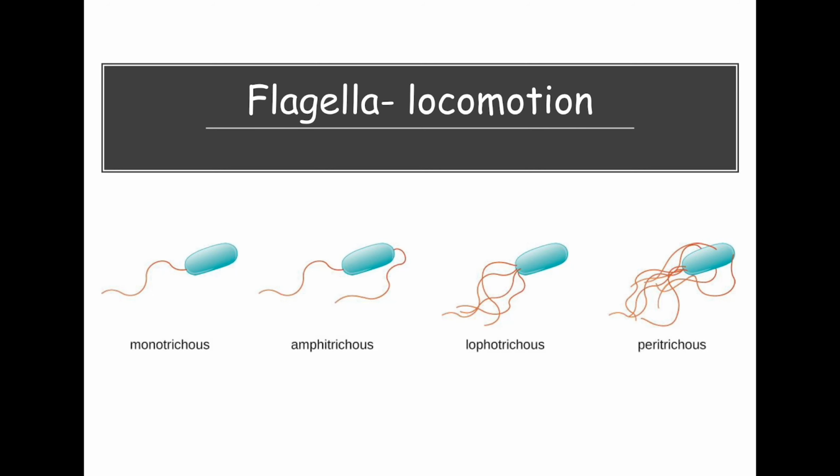Bacteria that has one flagellum is called a monotrichous flagella arrangement bacteria. Then bacteria that has two, one on each end, is called amphitrichous. Bacteria that has multiple flagella on one end, or you may see multiple on both ends, that's termed lophotrichous. And peritrichous means that you'll have flagella surrounding the organism pretty much all the way around. So these are the four different arrangements.